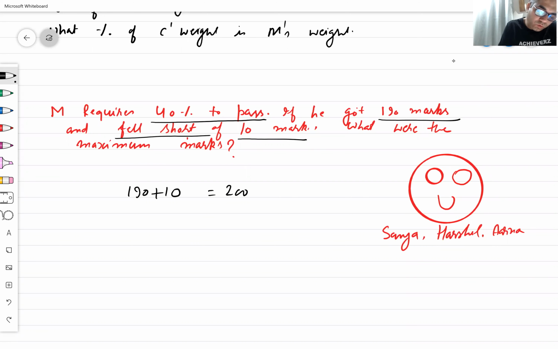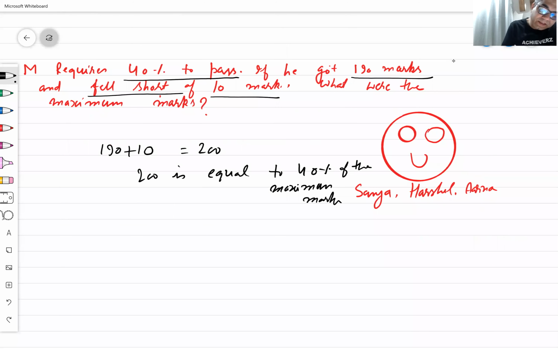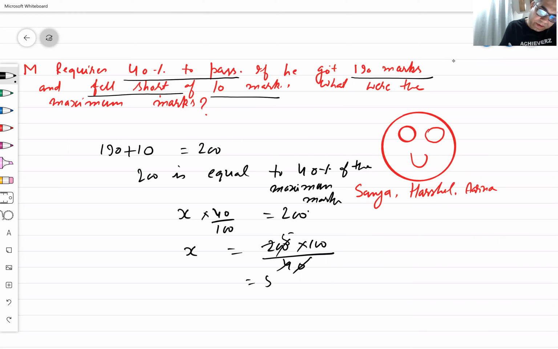That means 200 is equal to 40% of the maximum marks, right? So now we can calculate the maximum mark. If we say let the maximum mark be X, then 40% of this is equal to 200. So now we can calculate this as 200 into 100 over 40. So this is 500 marks. I hope this is clear.